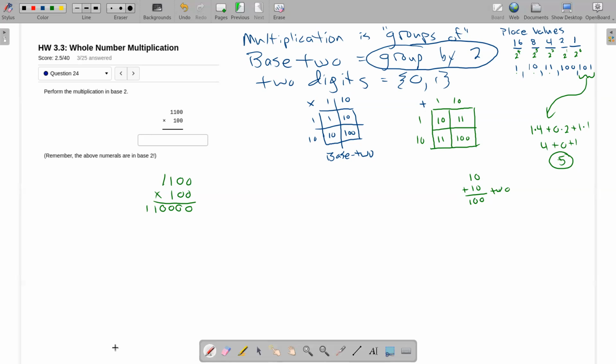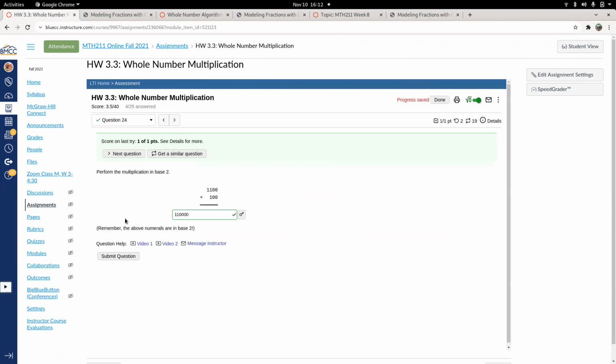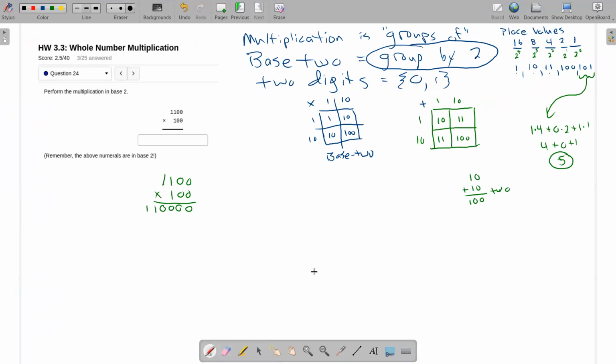Let's try another version of that since we're on 2s. Well, we got it in our head. So I think this is 1, 1, 0, 0, 0, 0. I'm going to get a new version, try my skill again. This one says take 1, 1, 0, 0 times 1, 1, 0. I don't need a screenshot, I can just write it down. All right, so new problem. We solved this one, done. Now I want to try 1, 1, 0, 0 times 1, 1, 0.